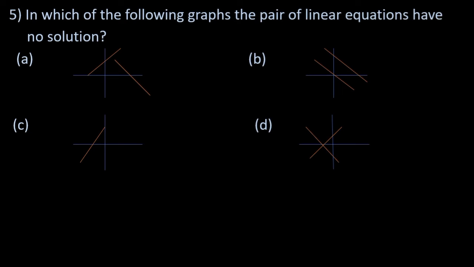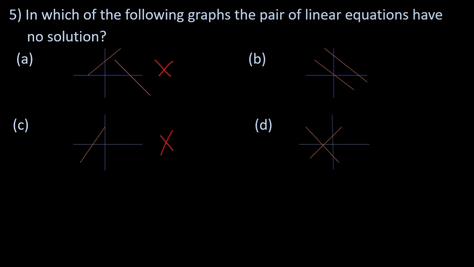In which of the following graphs the pair of linear equations has no solution? Here you need to check first which one is not possible. Option A, you can see that type of graph will not arise in these linear equations. Therefore, first option is not correct. Next, option C, we see only one line is coming, means it will be a coincident. Coincident means it has infinitely many solutions.